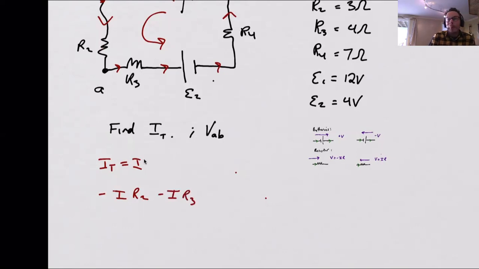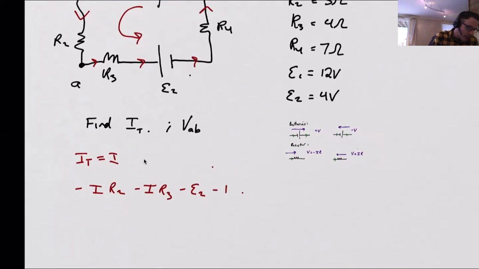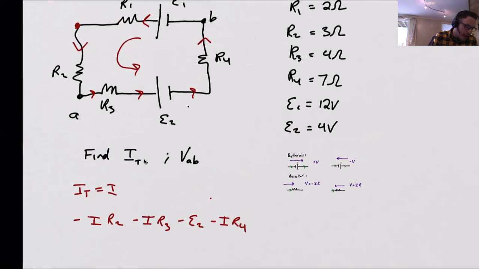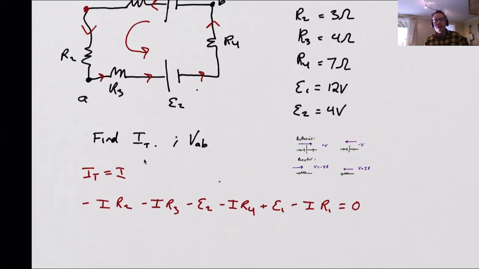I'm now going from the positive terminal to the negative terminal of a battery, so I lose E2. I then go across R4 in the direction of current, so I lose that, but then I come back and pick up my E1, but I once again lose I R1, and I'm back to where I started. And I generated this equation, albeit lengthy, but it's an equation nonetheless.